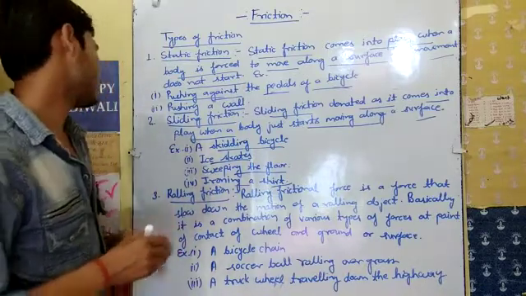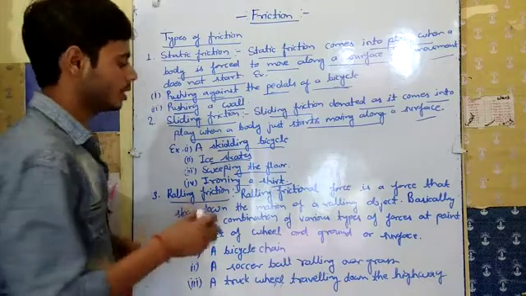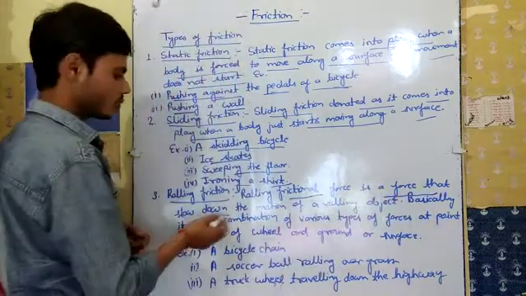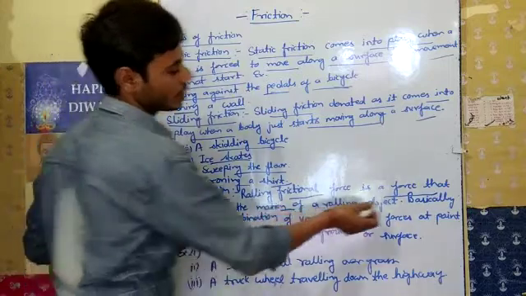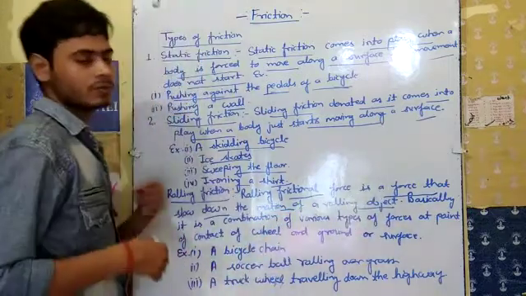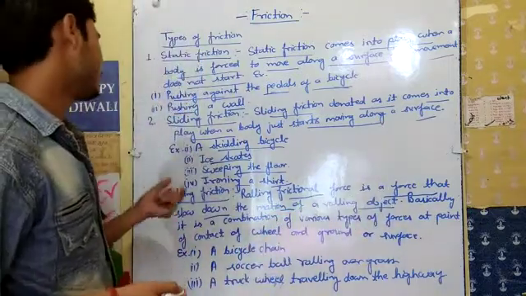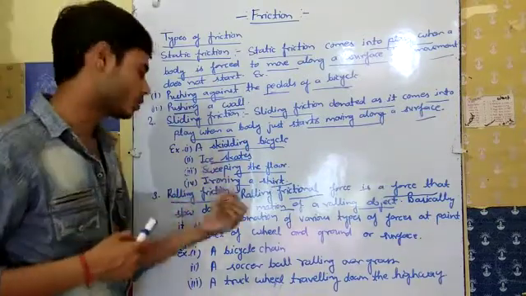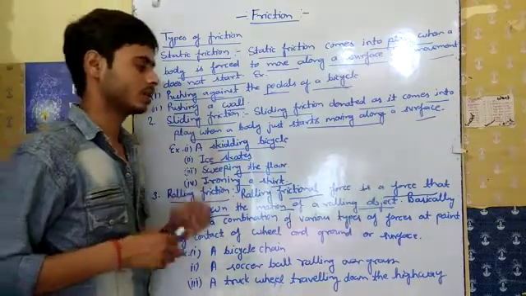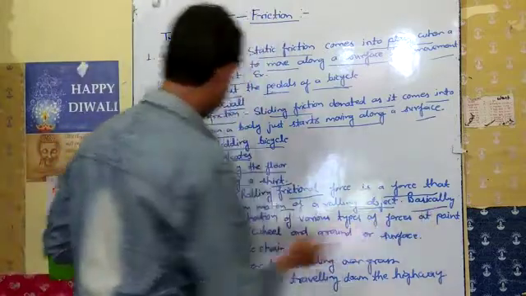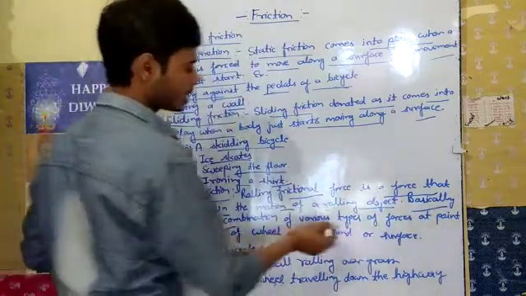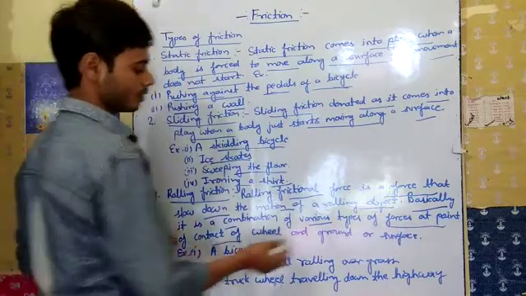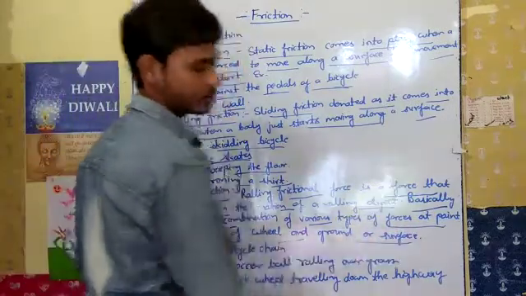The next one is rolling friction. Rolling friction is a force that slows down the motion of a rolling object. That means the object is moving, but the rolling friction slows down the motion of the rolling object. Basically, it is a combination of various types of forces at the point of contact of a wheel and the ground or surface.